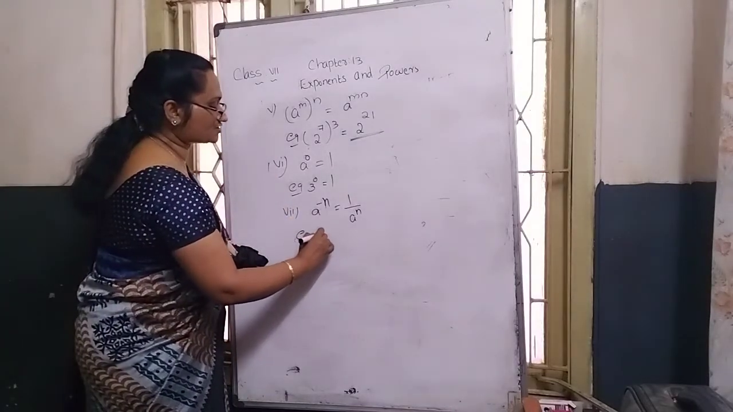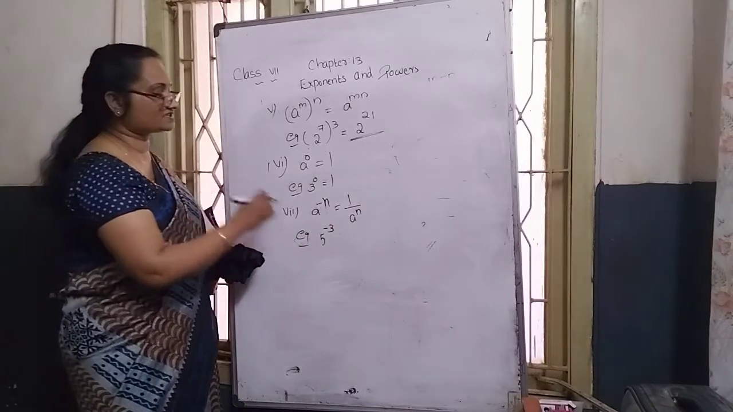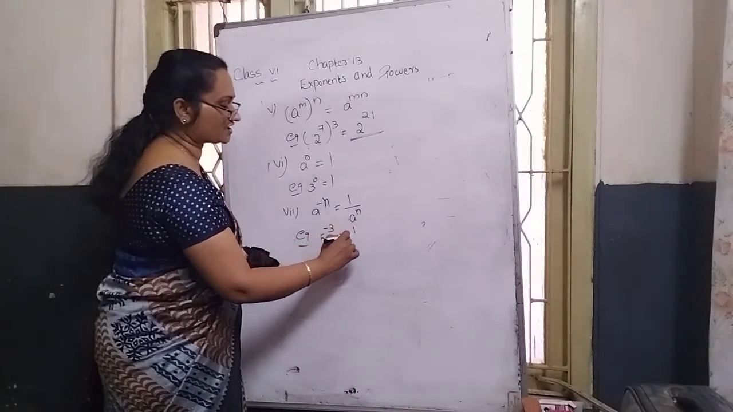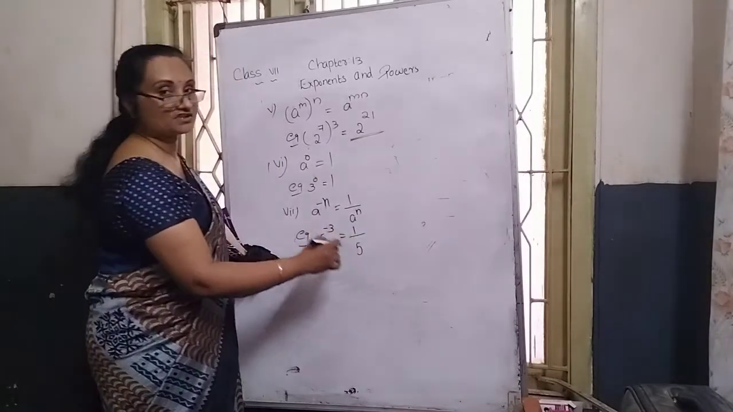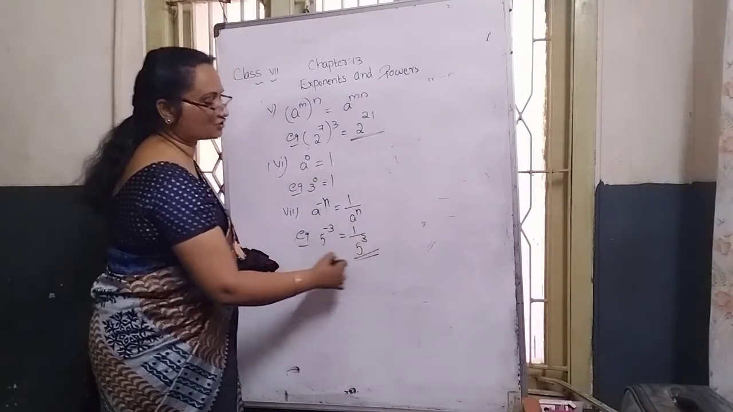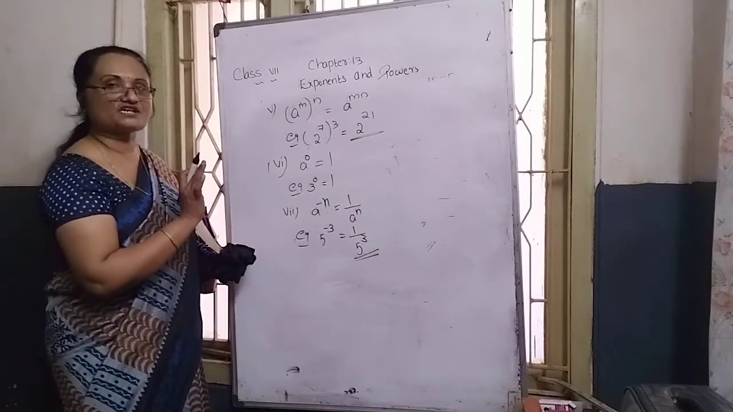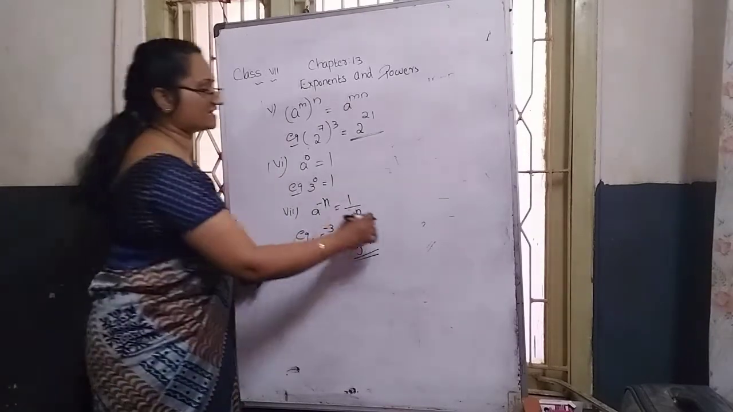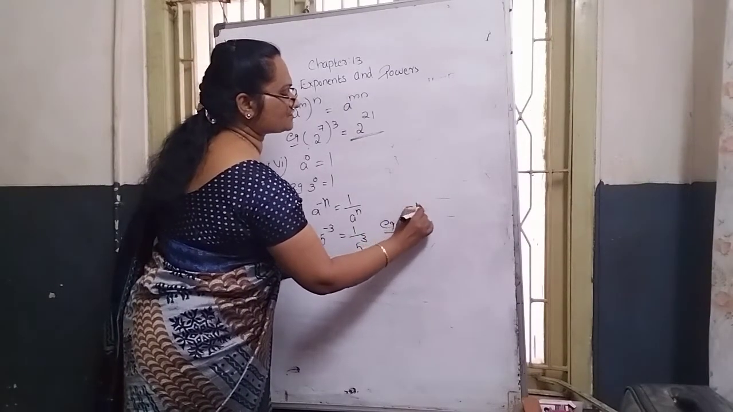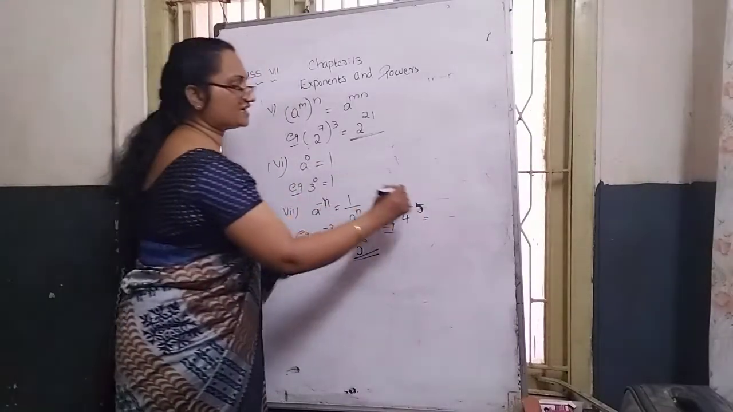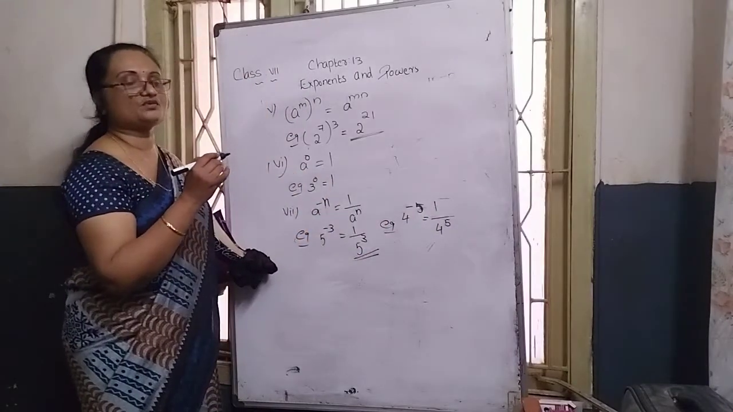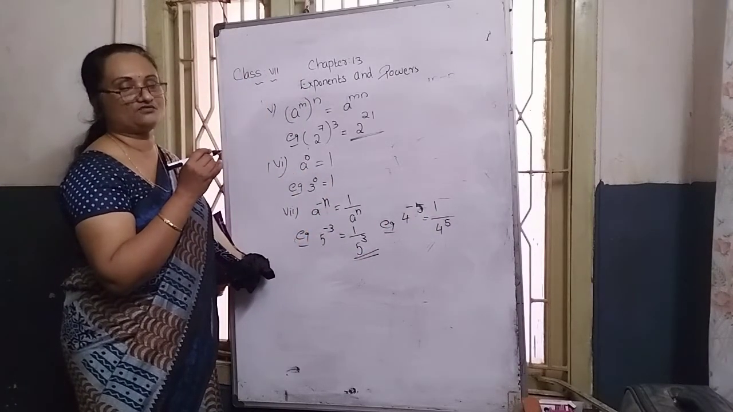Example, 5 raised to minus 3. See, 5 raised to minus 3, a negative power. How can we express it? We write it as a fraction, 1 by 5 raised to minus 3 comes to be the denominator, and the negative sign need not be kept again: 5 raised to 3. That negative sign is removed. 1 by 5 raised to 3. For another example, 4 raised to minus 5. How do we handle the negative power? We express it as 1 by 4 raised to 5, the minus is removed and changed to a positive 5.